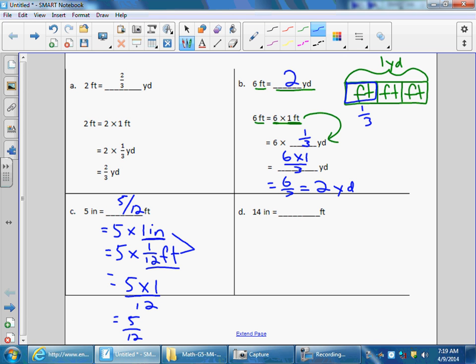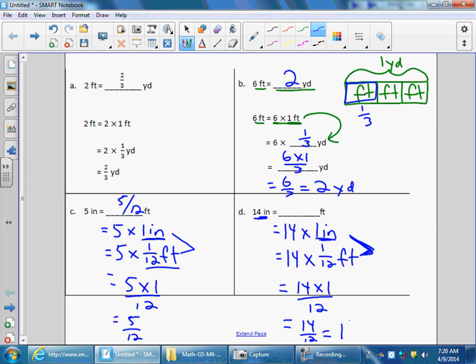E, 14 inches equals how many feet? So I'm going to take 14 times 1 inch. That's my 14 inches. My next line, I'm going to convert from inches to feet. Same as letter C. There are 12 inches in a foot. So 1 inch is equal to 1/12 of a foot. These values have to be equal. 1 inch, 1/12 of a foot. I multiply my 14 times my numerator 1 divided by 12 is 14/12.